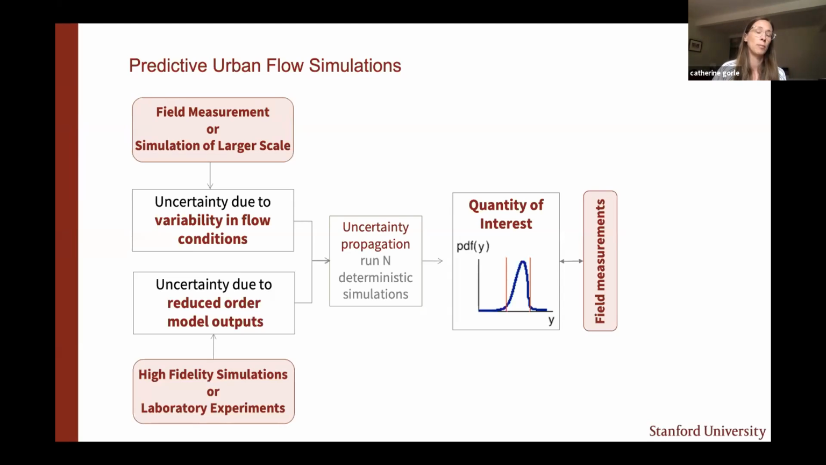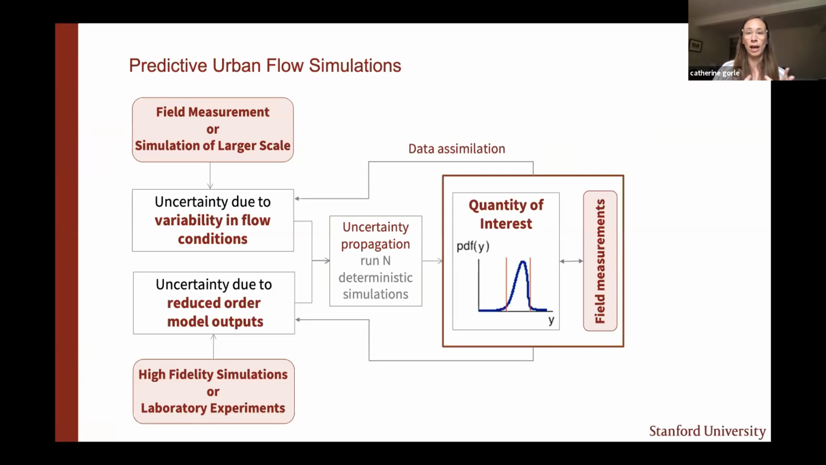If you think about the uncertainty because you have to use reduced order models, you can try to quantify that by doing high fidelity simulations or high fidelity laboratory experiments. And then once you've characterized all these uncertainties, you can propagate them through your system by running a larger number of deterministic simulations so that you can get predictions with confidence intervals for your quantities of interest and compare those to field measurements. And then there is something interesting that you can do at the very end. So next one, please, Tom.